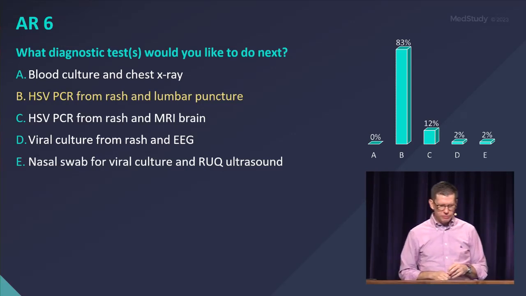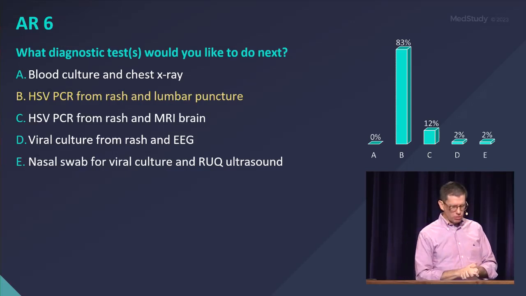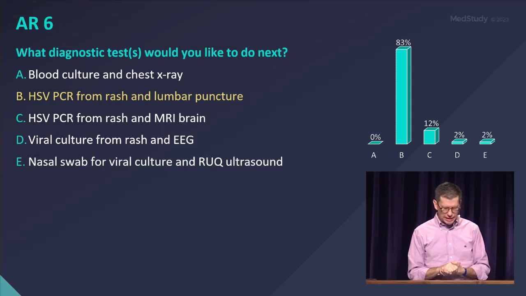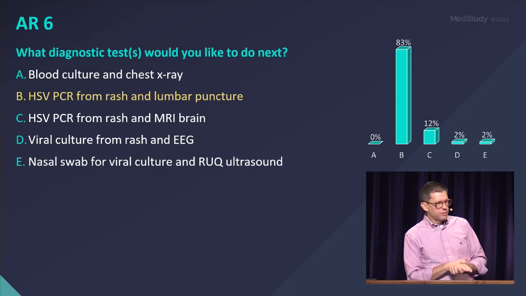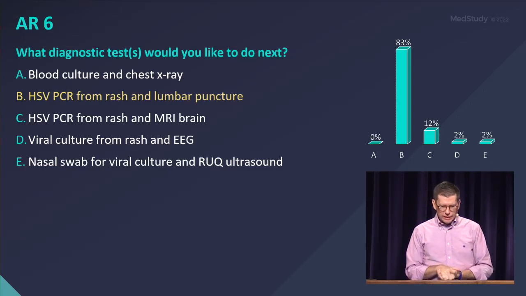All right, so it'd be an HSV PCR from the rash and the lumbar puncture. Most of y'all got this, right? So blood culture and chest x-ray, that's when you're concerned about community-acquired bacterial pneumonia, which this kid doesn't seem to have. MRI of the brain, you wouldn't do that immediately. You probably do it at some point, but not immediately.